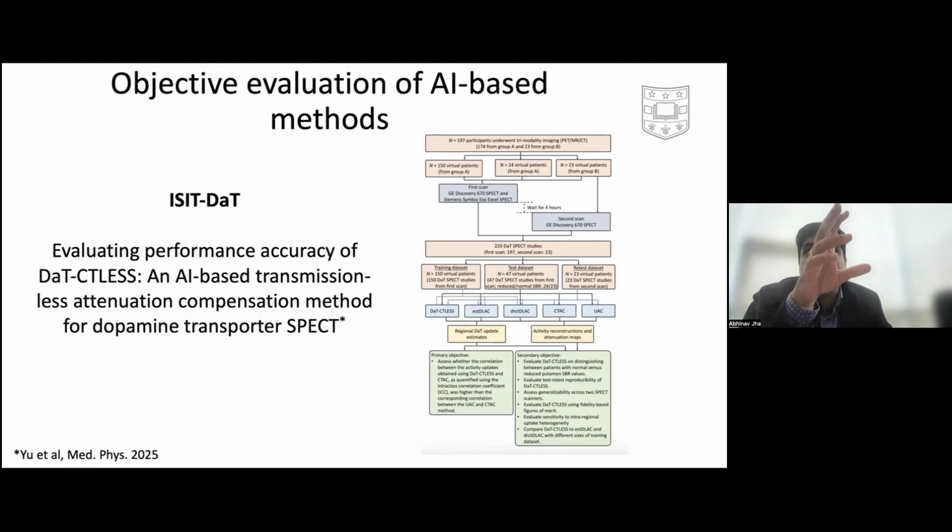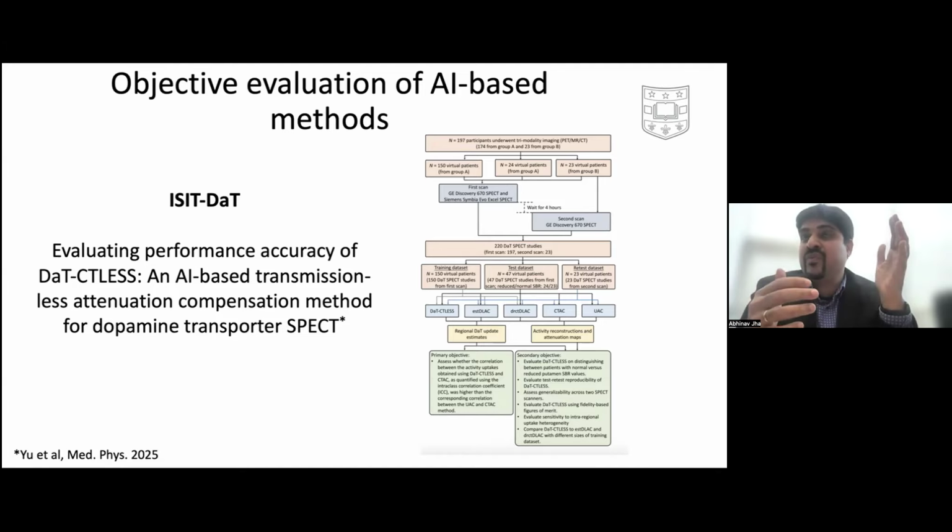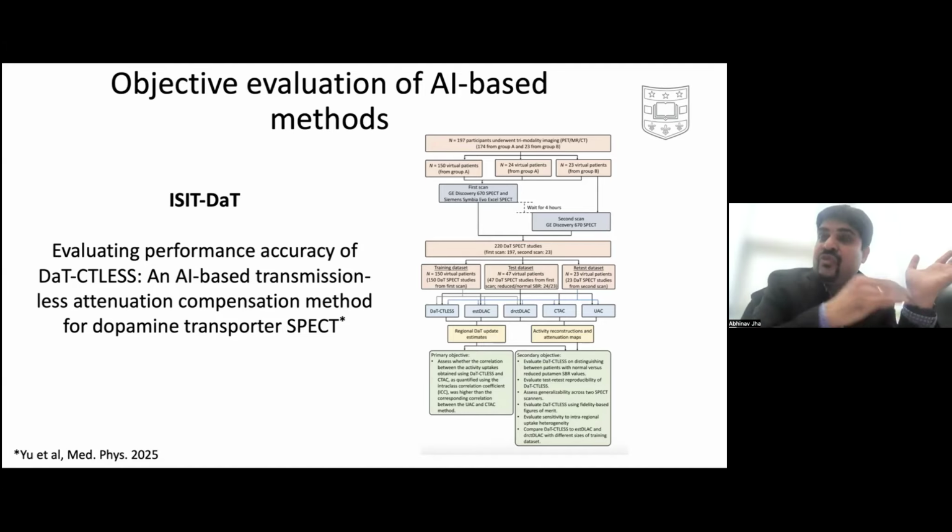We did objective evaluation of an AI-based method for transmission-less attenuation correction for dopamine transporter SPECT. We wanted to assess how accurate our method was. We had developed this AI-based methodology for doing CT-less attenuation compensation. This is for patients who are receiving dopamine transporter SPECT. And we want to see how well does this compare to a CT-based attenuation correction, right? Because the goal is that, if it correlates very well, then that provides us confidence that if we don't have a CT, then with this methodology, we would be able to get similar performance as we would have gotten if we had a CT scan.